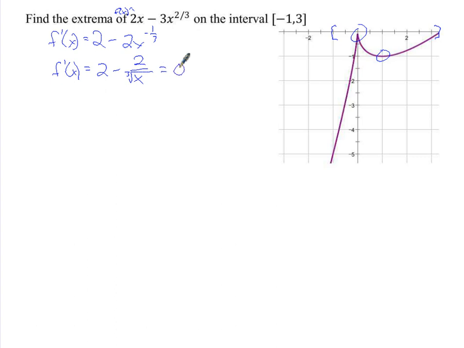Okay, set it equal to 0. Now what? Move the 2 over? Because of that minus sign, I like moving this over better. Now everything's positive. So now I have 2 equals 2 over the cube root of x. Now what?